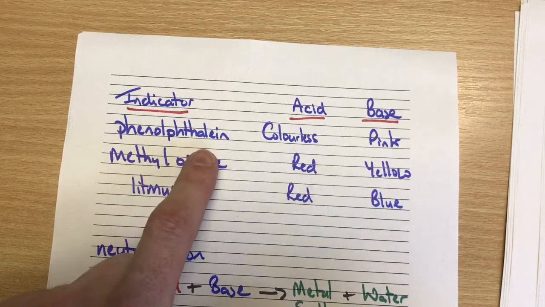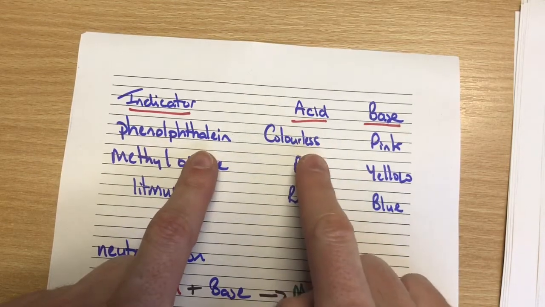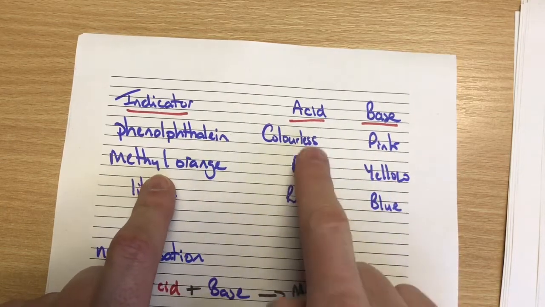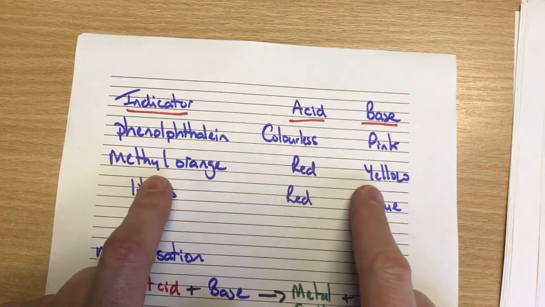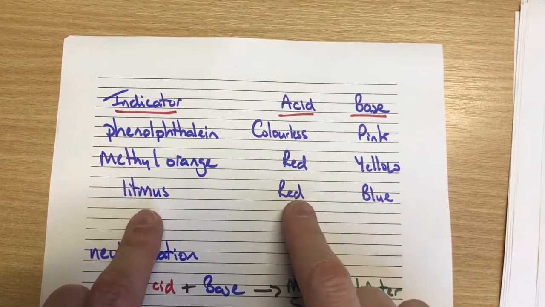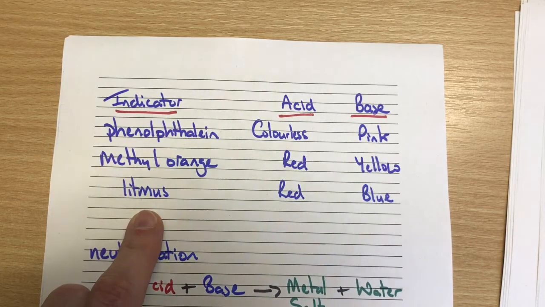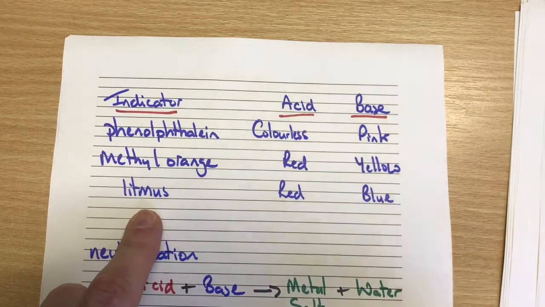Okay, so phenolphthalein, you see here in acids it's colourless and it becomes pink in base. Methyl orange is red in acids but then becomes yellow, and litmus is red in acids and becomes blue. So these colours you need to learn, you need to have a way of remembering them so that you can refer to them in an exam.